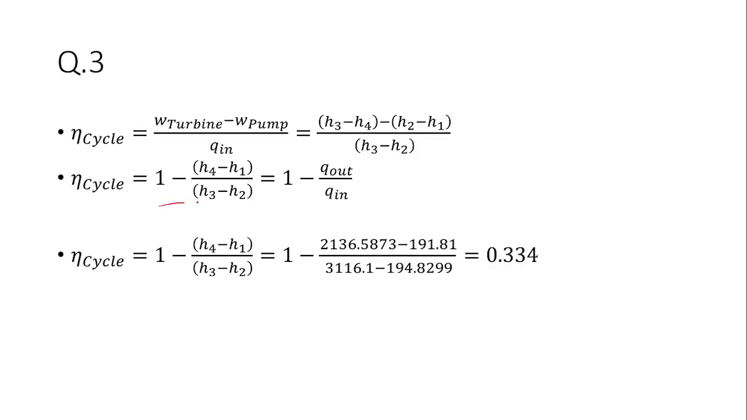So I can put them into this expression, or I can use them to find the W turbine, W pump and Q in, or I can put them in this expression, or I can use them to find, remember, H4 minus H1 is the same as Q out, H3 minus H2 is the same as Q in. So I can use any of these expressions, put my values in, get my efficiency.